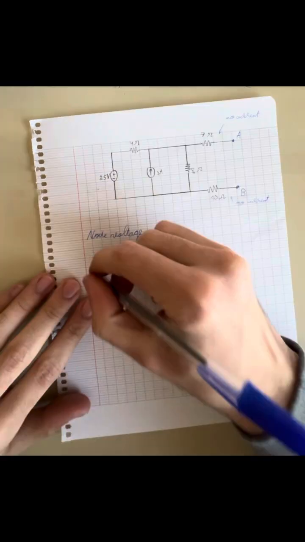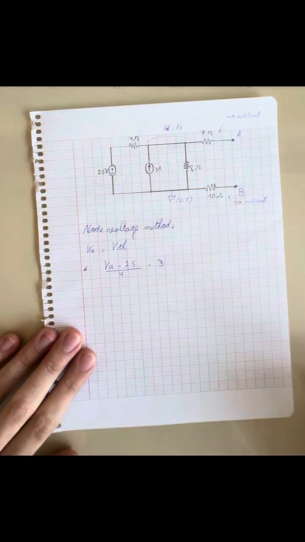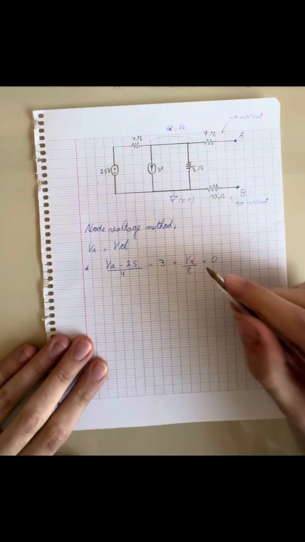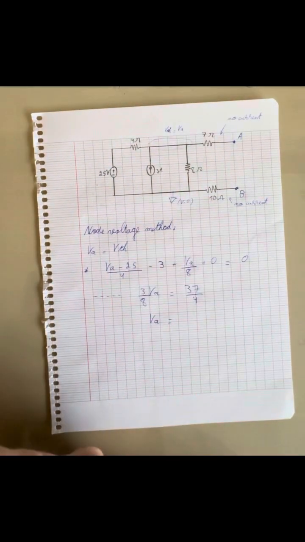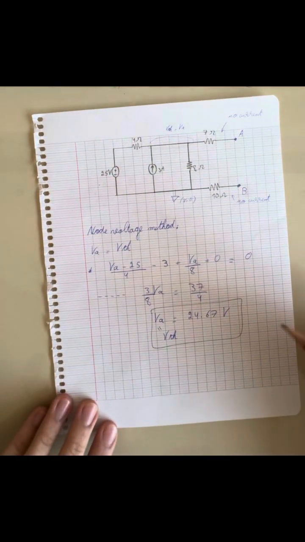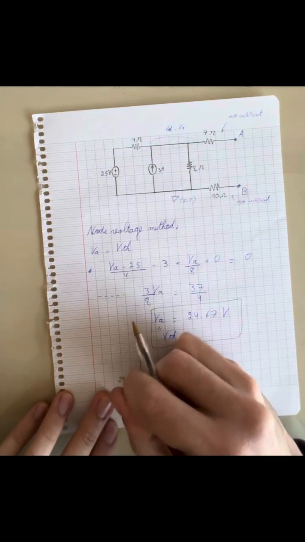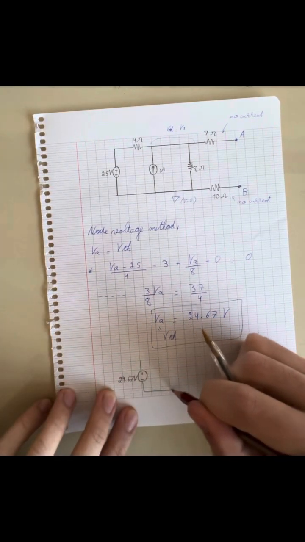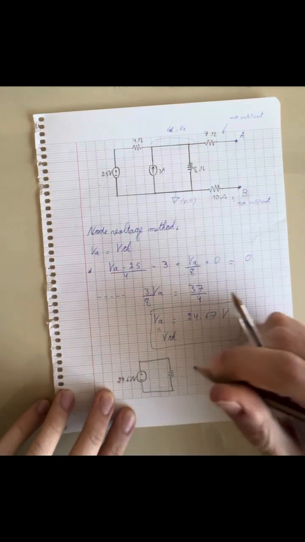So now we apply the node voltage method, knowing that VA is equal to V Thevenin because there is no current through the 7 ohm resistor. And after calculations, we will get that V Thevenin is equal to 24.67 volts. And now we draw the equivalent circuit, which consists of the voltage source and the resistance.